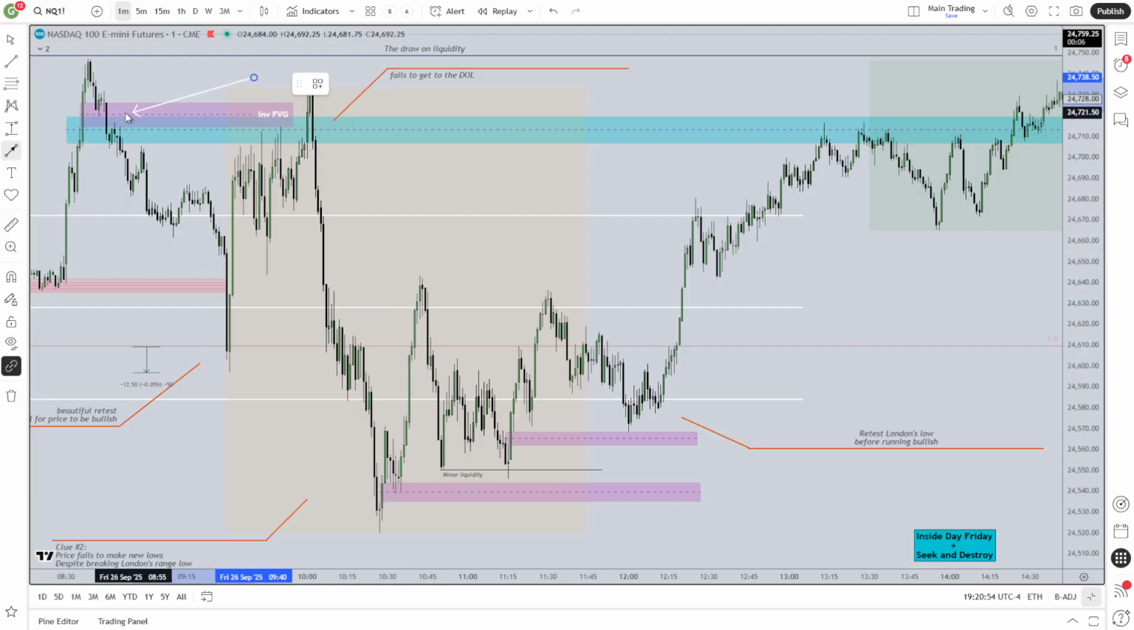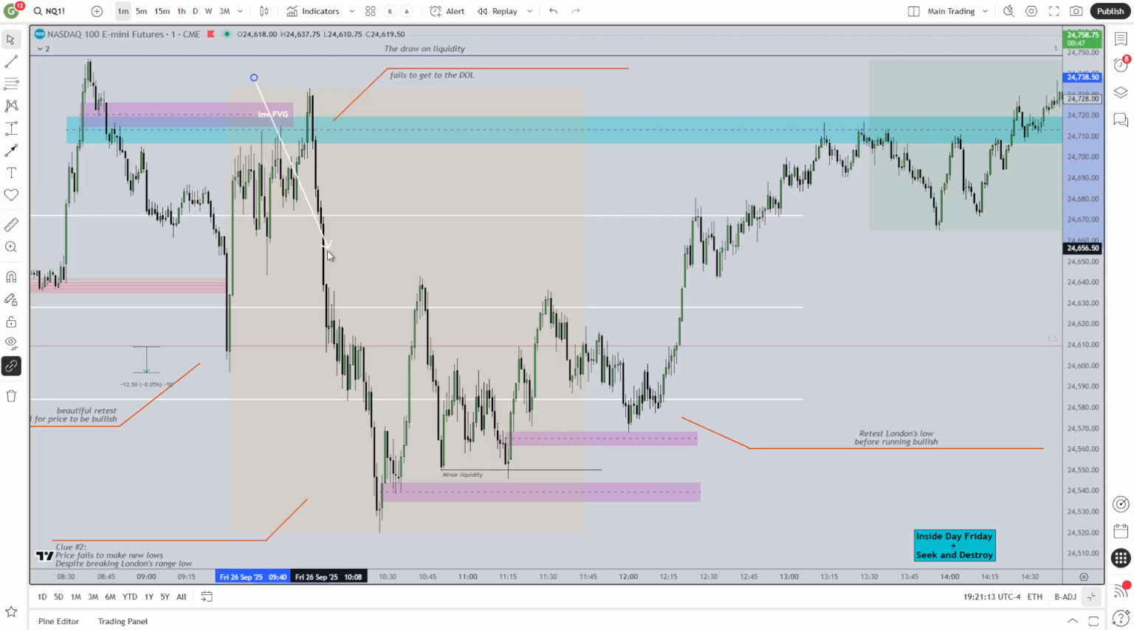So first version of the 2022 model is here. Price ran a previous high pre-market. We have a breakout structure. We retest. That is sloppy as heck, but it is the 2022 model. Fails to go above this high. Just get this out of the way. Fails to go above this high.